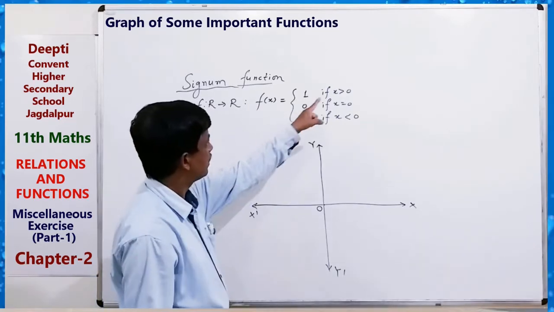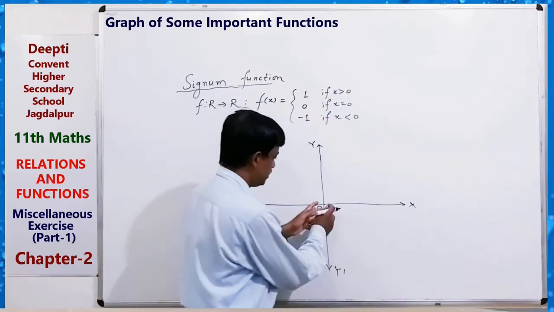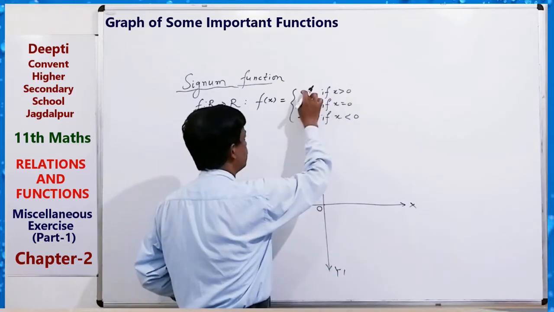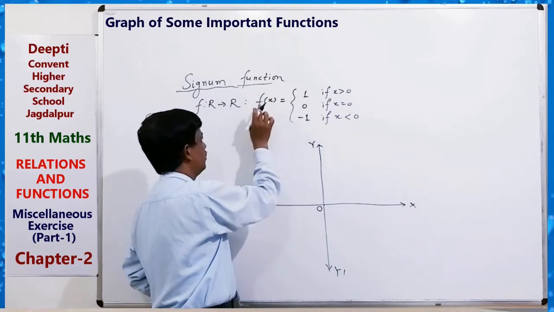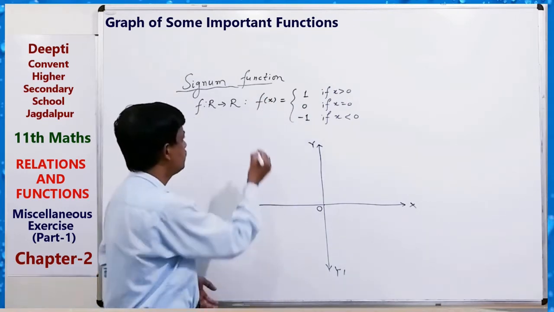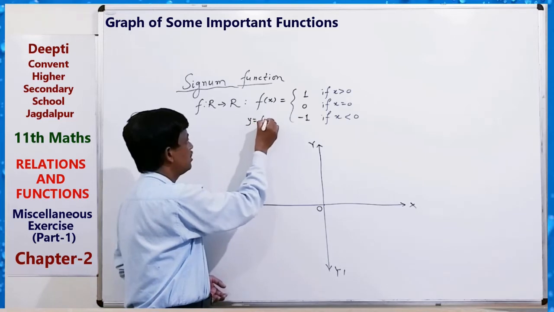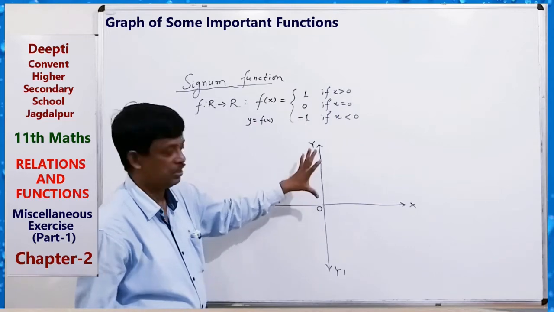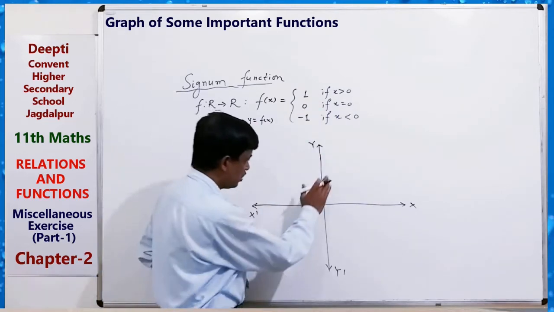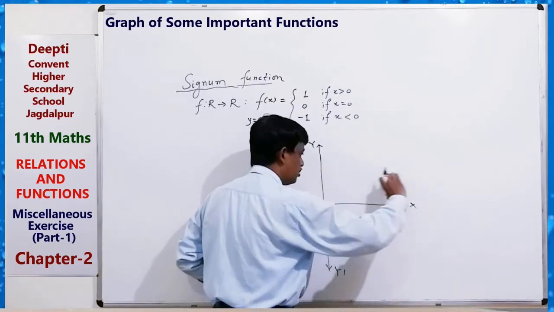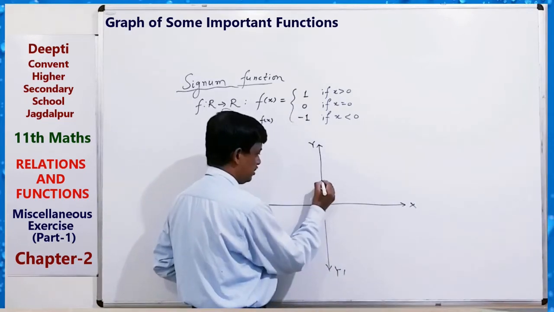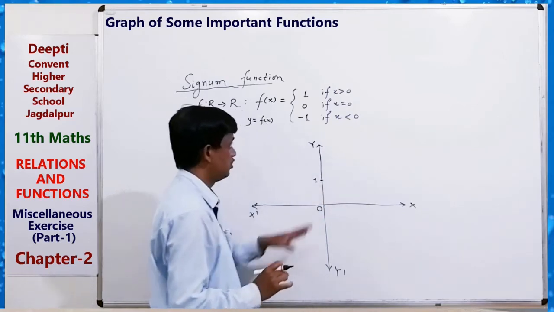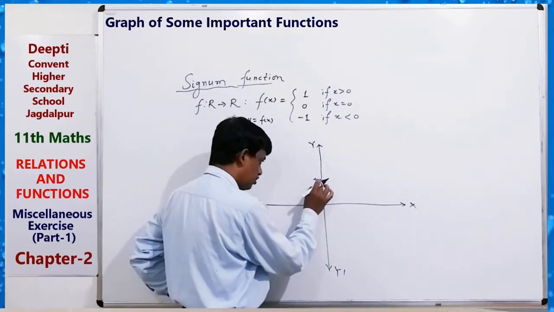Now, x greater than 0, that means here, not equal to 0, greater than 0. That is the value of y. f(x) means y. So y equals f(x), so y equals 1. The value of y is 1 for x greater than 0. That is, in here, the value of y is always 1. Suppose this is 1 distance. So here, not equal to 0, except 0.